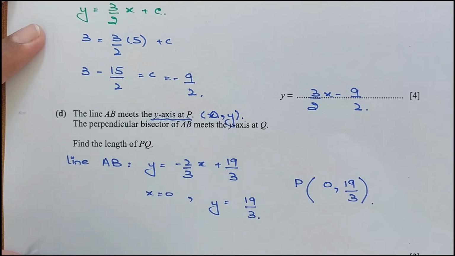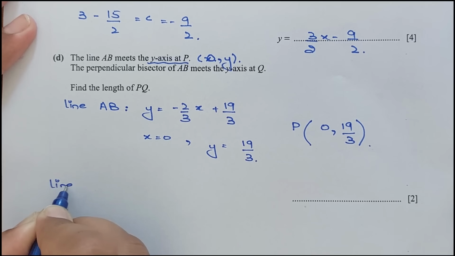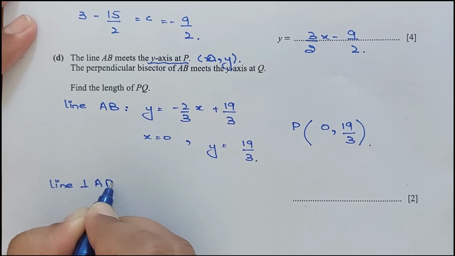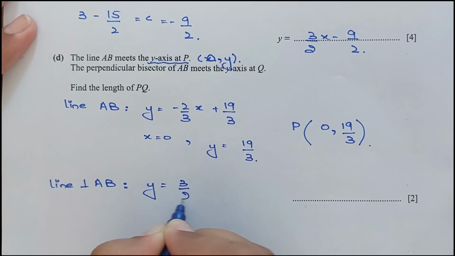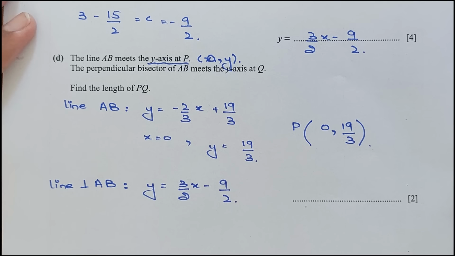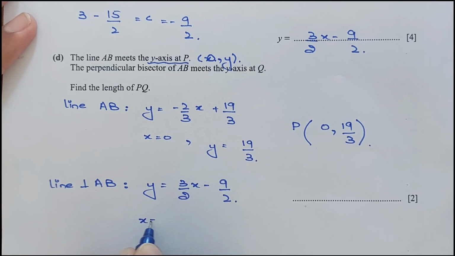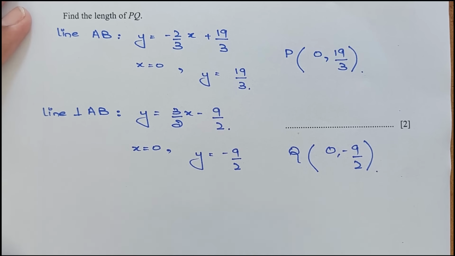Alright, now what is the perpendicular bisector of AB? The line that is perpendicular to AB is y equals 3 by 2x minus 9 by 2. Again, it meets the y-axis at Q. It means x should be equal to 0. There is some y which is minus 9 by 2. And these are the coordinates of Q, which is 0 and minus 9 by 2. Now we have the coordinates of P and Q. Let's solve for the length of PQ.